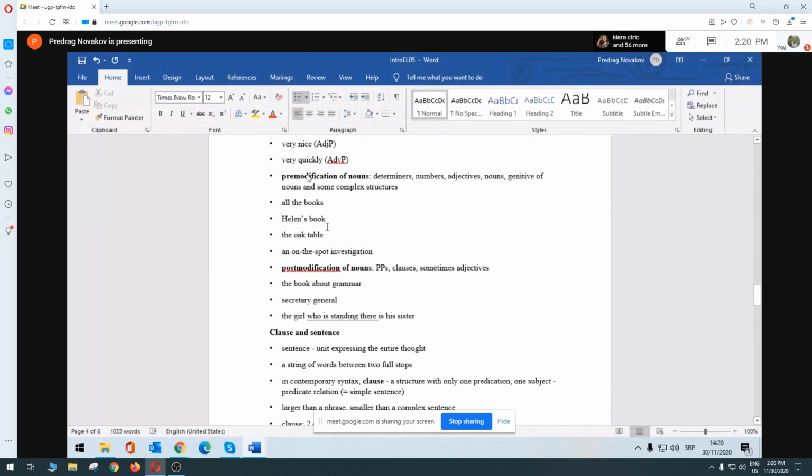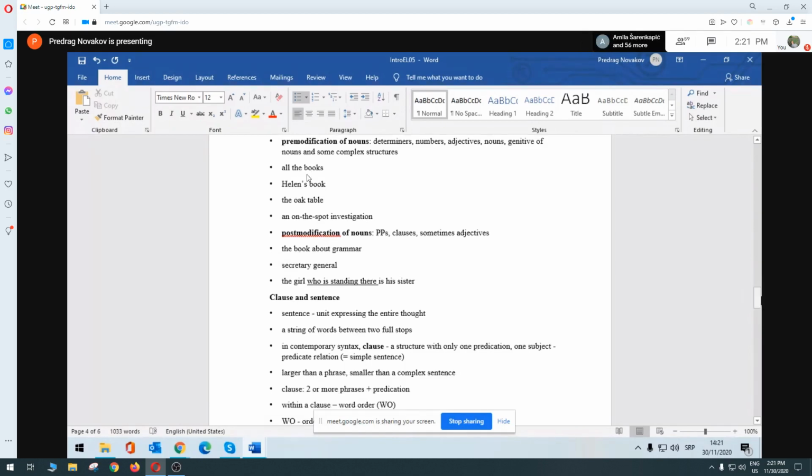You probably did it in grammar course already. Yes, okay. So Helen's book is a genitive. Helen's book. An oak table, the oak table. Oak is what I have here as nouns. But what is the function of this oak? It is a noun, but it functions as a pre-modifier, almost like an adjective. If you translate this in Serbian, you can see that it has the function of an adjective. So oak is what I listed here as nouns, but this is a pre-modifier, okay?